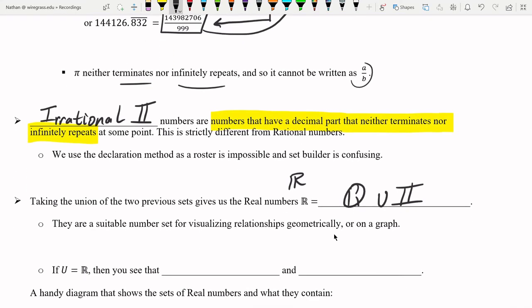Now, because Q and I, the irrationals, are defined the way they are, they are actually disjoint sets. And if the universe set is R, then Q complement is the irrationals, and vice versa. The irrational complement is the rationals. They are completely separate, and combining them makes up the entire real number system.